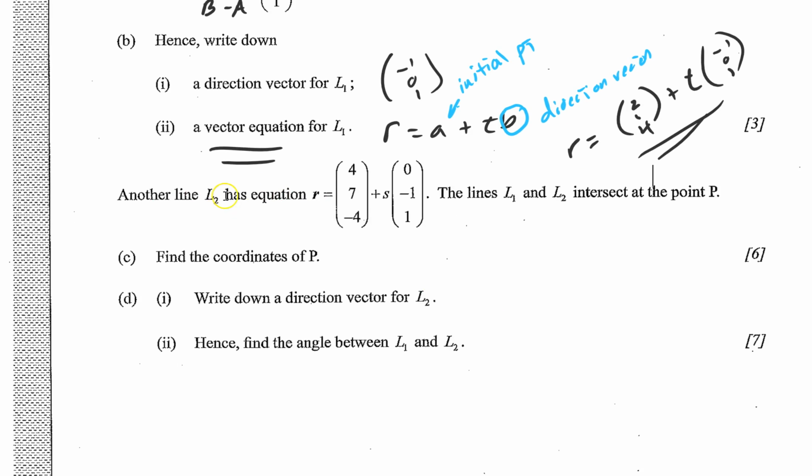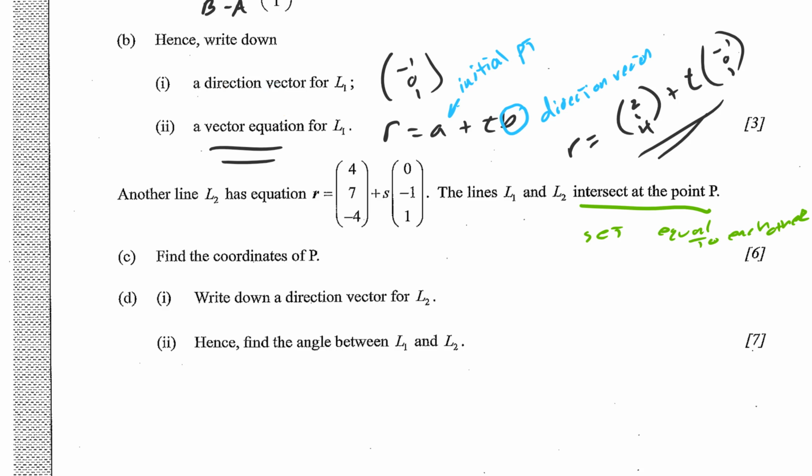Now this part, another line L2 has an equation, r equals 4, 7, -4 plus s times 0, -1. The lines L1 and L2 intersect at point P. Remember, when two things intersect, you set them equal to each other. That's how you find stuff when they intersect. You set them equal to each other, and it's no different with vectors. So here, find the coordinates of P.